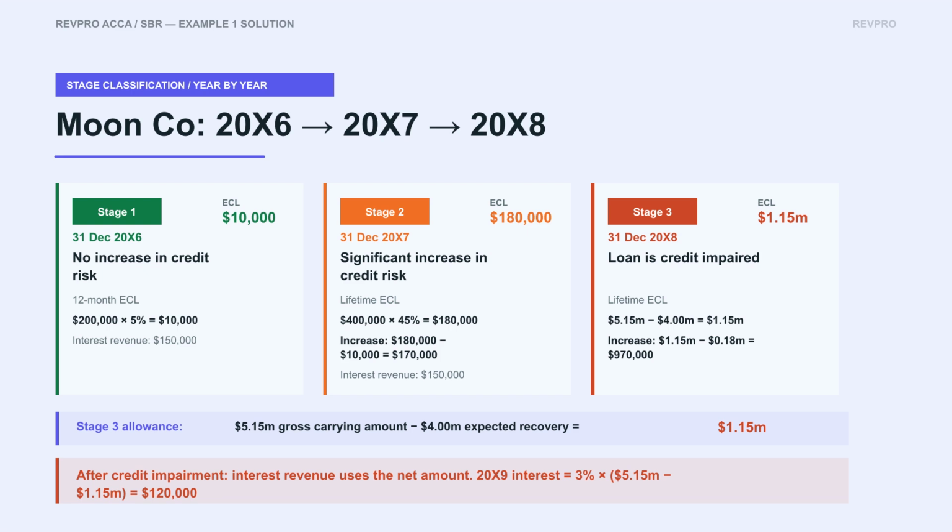At 20x8, the loan is credit impaired, so it moves to stage 3. Lifetime ECL is $5.15 million minus recovery of $4 million, giving $1.15 million. The allowance increases from $180,000 to $1.15 million, so the movement is $970,000. After credit impairment, interest uses the net carrying amount. For 20x9, 3% multiplied by $4 million gives $120,000.